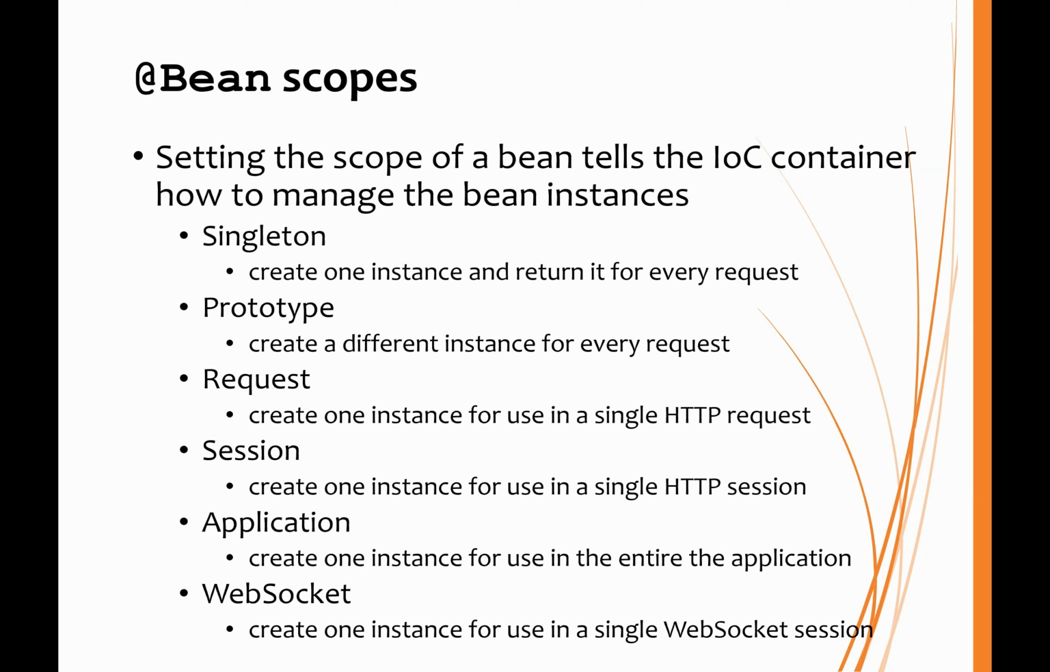Sometimes we will need to tell the IOC container just how long to keep a bean in existence. And this is the scope of the bean. There are the values. So if we say that the scope of a bean is singleton, then the IOC container will create just one instance and return that instance every time it is needed. If it is a prototype scope, a different instance will be created every time a request is made for that bean. If the scope is request, then one instance will be used for a single HTTP request.